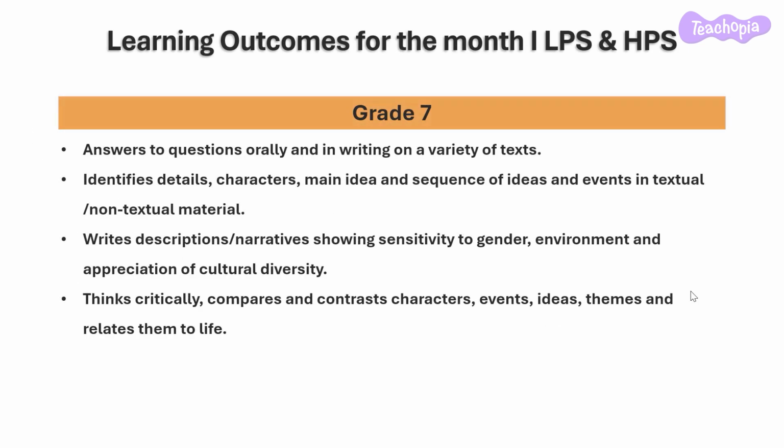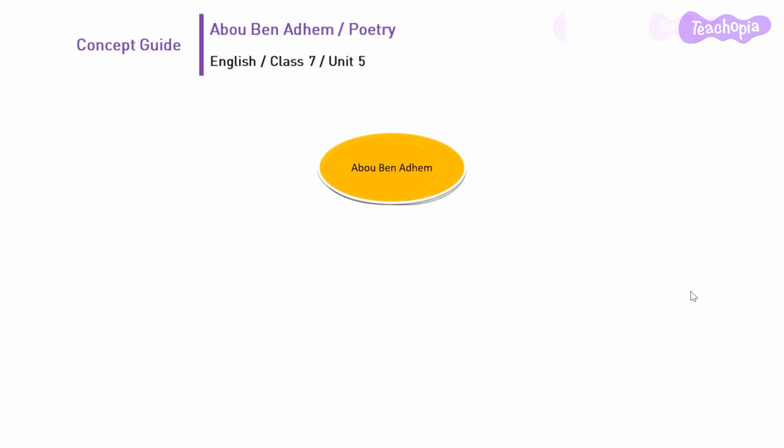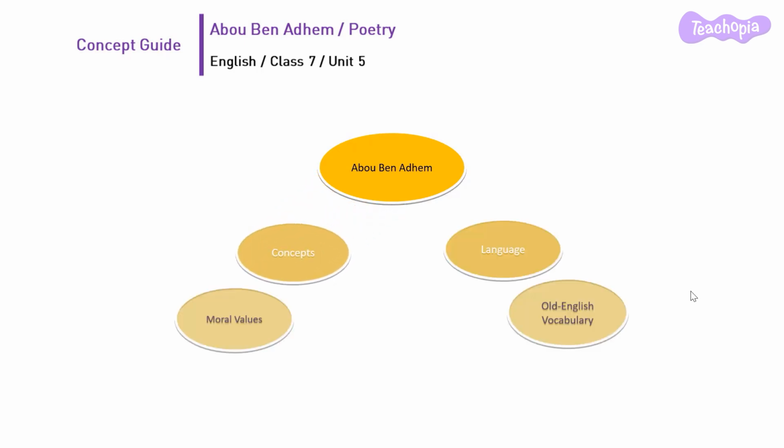Classroom Transaction Activity 5. These are the learning outcomes for grade 7. They involve identifying various elements in textual and non-textual material, then relating them to life, and expressing their thoughts orally or in written form. This concept note shows the poem divided into language and concepts. While language explores Old English vocabulary, values can be decided by you.